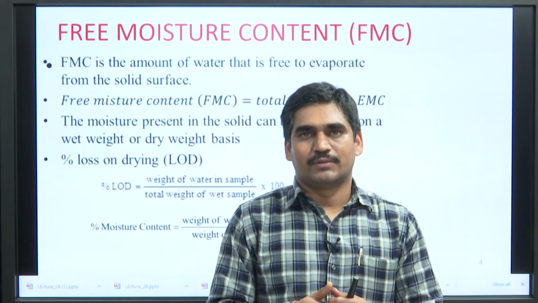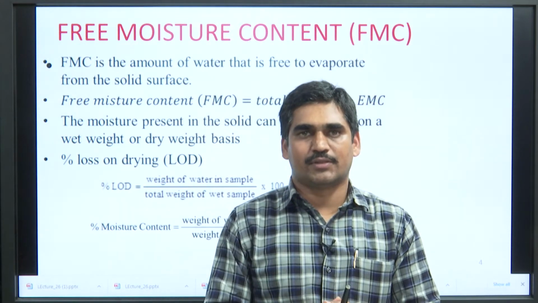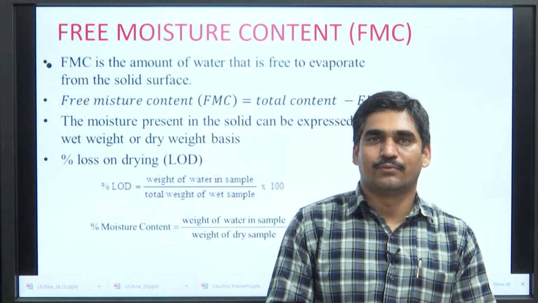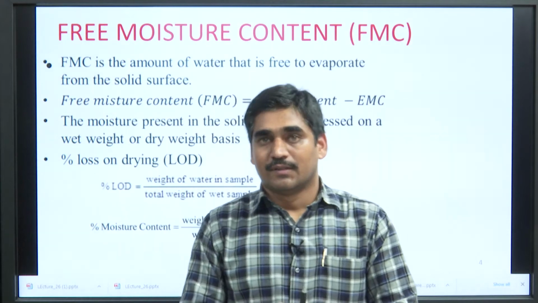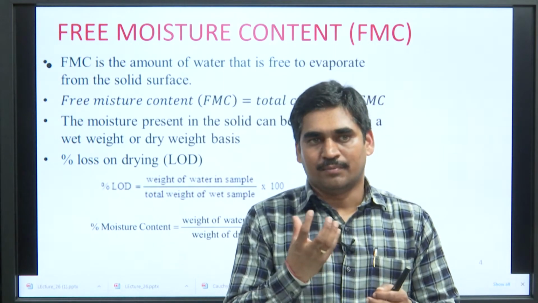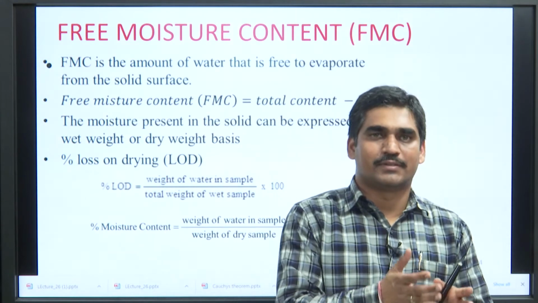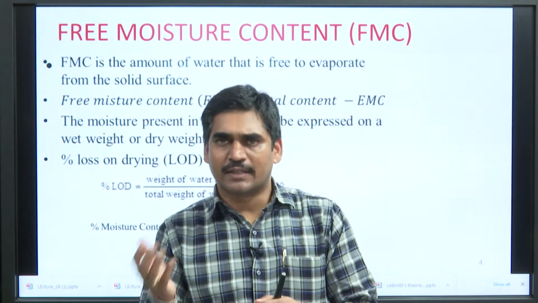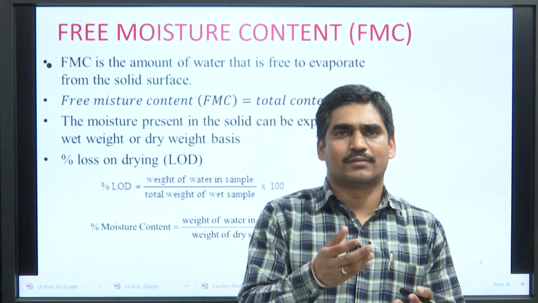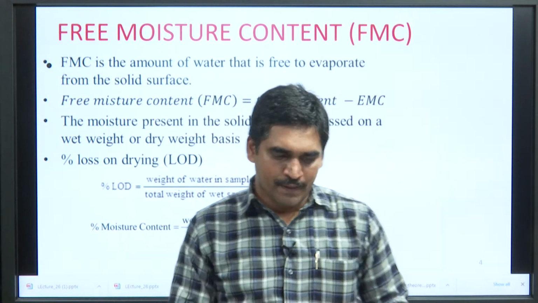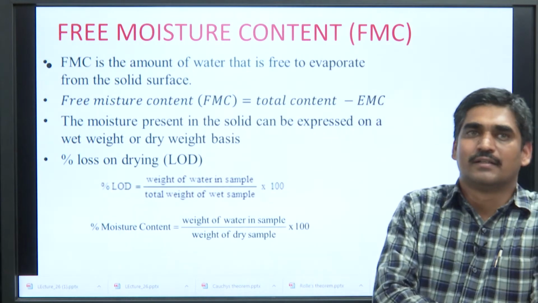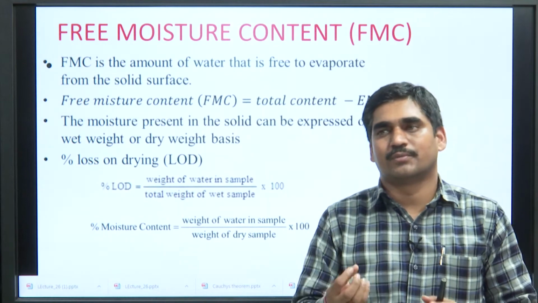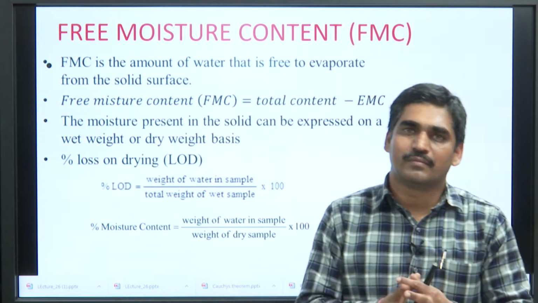The moisture present in a solid can be expressed on a wet weight basis or dry weight basis. That means, if more moisture is present, it is expressed on a wet weight basis, and if less moisture is present, we can express it on a dry weight basis. Now, the next term is percentage loss on drying. Suppose the moisture is removed from the substance, then that means the amount of moisture that is lost while you have dried the product.